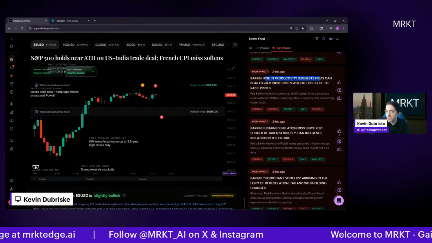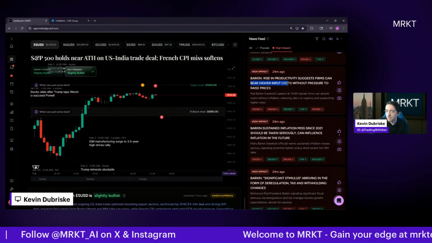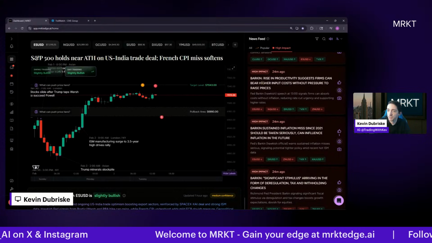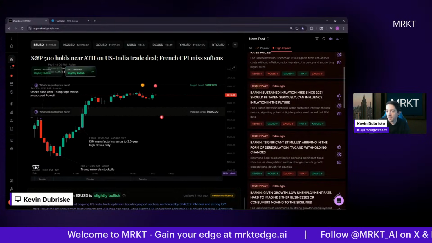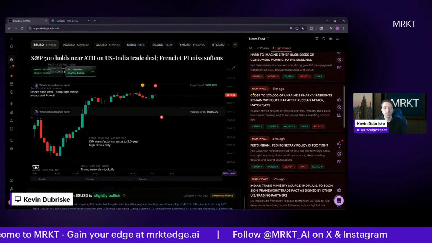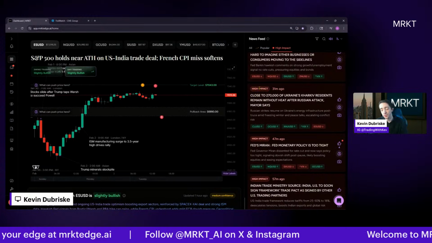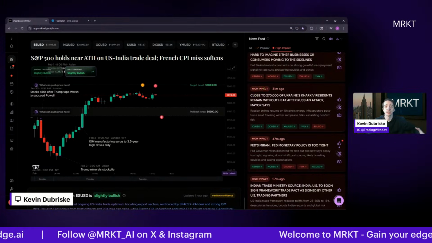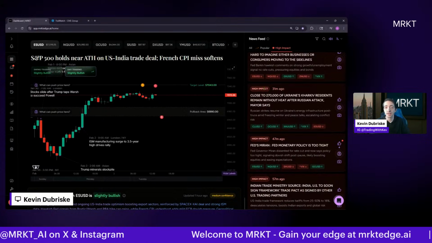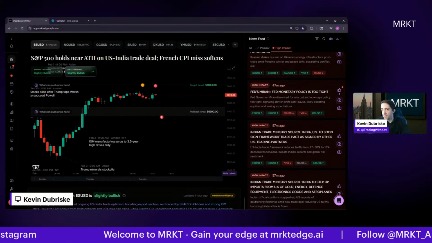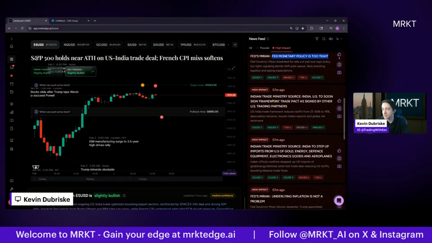Rise in productivity suggests firms can bear higher input costs without pressure to raise prices. Let's see. So again, it's important as traders to run through these headlines when you use Market, so we can get an understanding of what markets are trading on right now. Fed monetary policy is too tight.